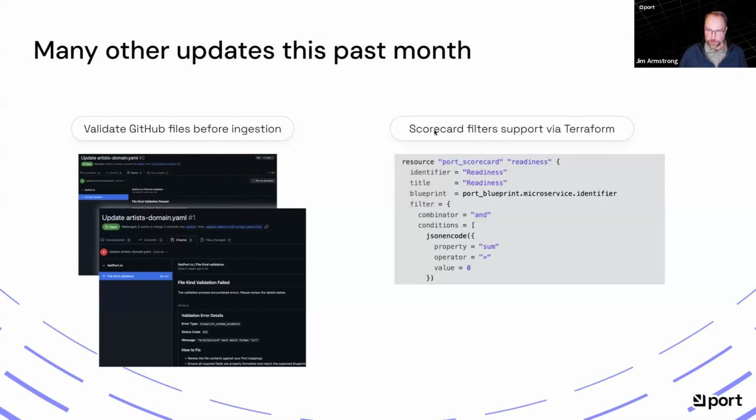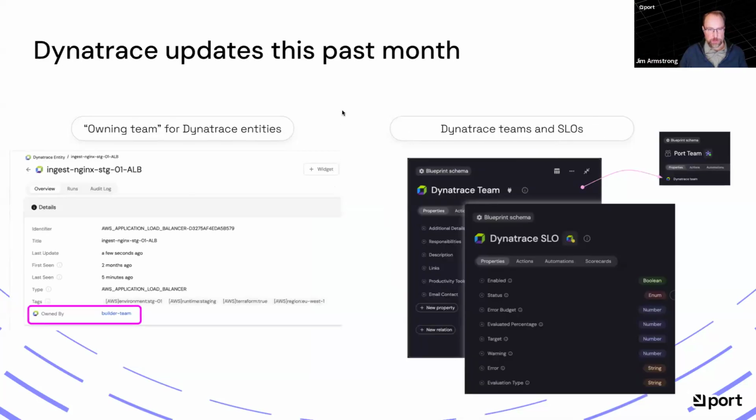In Terraform, we've added the ability to add filters in the Terraform blueprints, so you can selectively choose what's being implemented and created by your Terraform plans. And so that's a nice new feature there as well.